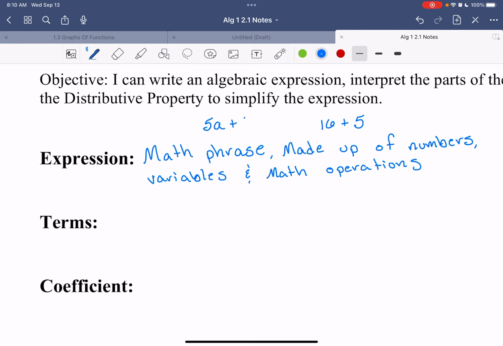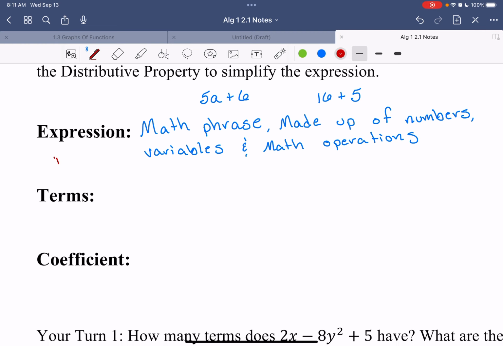5a plus 6 is also a phrase. One thing to note, expressions do not have equal signs. If it's an equal sign, it's an equation, not an expression. Expressions do not have equal signs. Okay? So it's just a phrase.